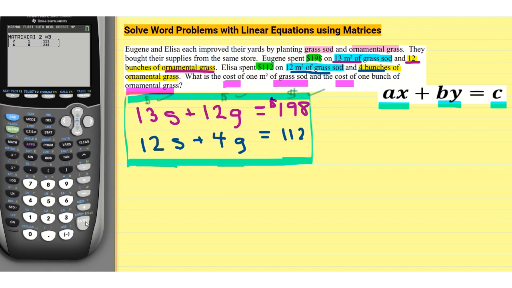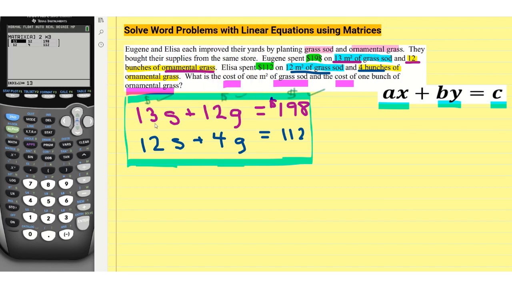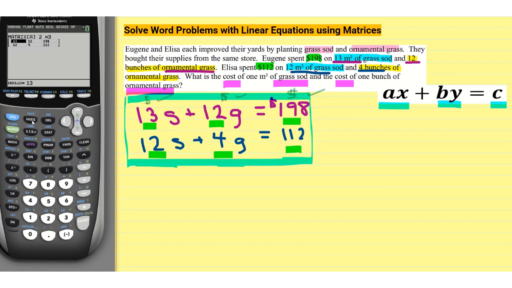Let's go down here and change these numbers. 13, enter, 12, enter, 198, enter, and 12, enter again, 4, enter, and 112. Okay, so that matrix should now match all of my coefficients. I have 13, 12, 198 up here, and 12, 4, 112. So everything matches and our matrix is good to go. I'm going to go completely out of it. I have to go second, quit, to get completely out of that matrix function.